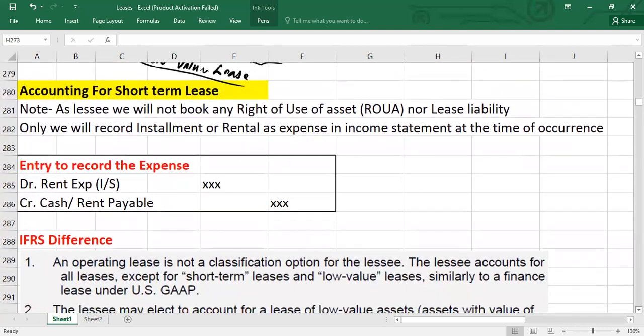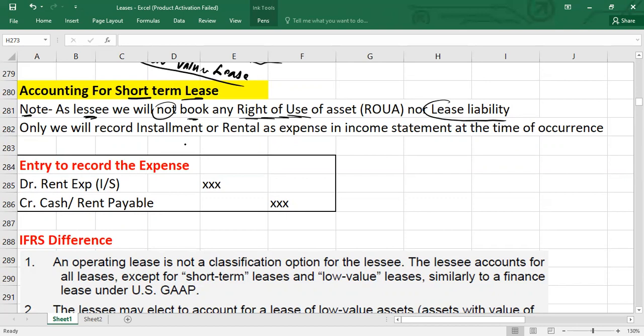Here we go, how you will deal with the short-term leases. Guys, here we have a note. Under the short-term lease, as lessee, we will not book any right of use asset. We will not book any asset, and we will also not book any liability. So it means it is off balance sheet financing. Even though you are taking the benefit from the asset, you are not going to record this asset and liability into your balance sheet.